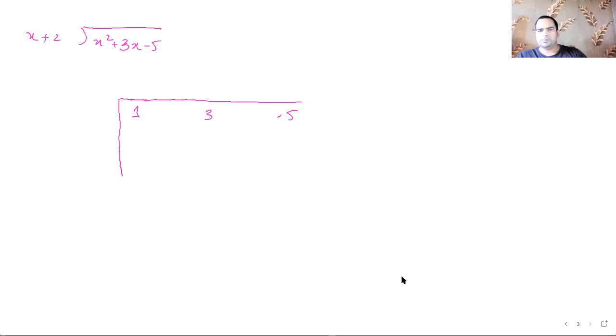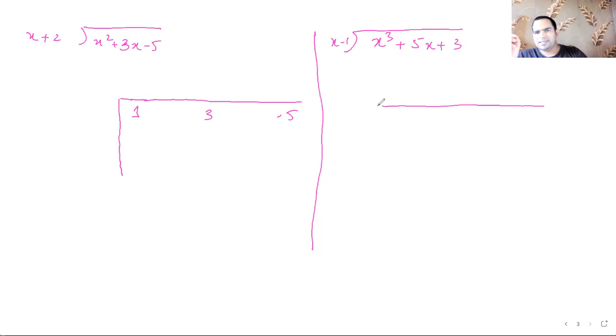I will do two sums parallelly so you can understand. Let's say I'm dividing x cubed plus 5x plus 3 by, let's say, x minus 1. So in this case, we take 1. There's no x squared term, so we take 0 for x squared. You don't need to write down x squared and all. So 1, 0, and then next is the x term, and then last is the constant term.